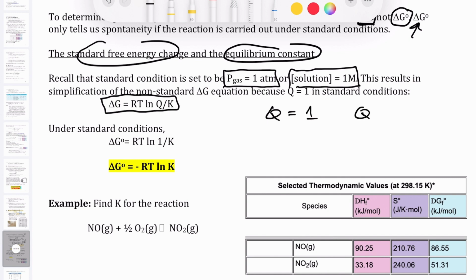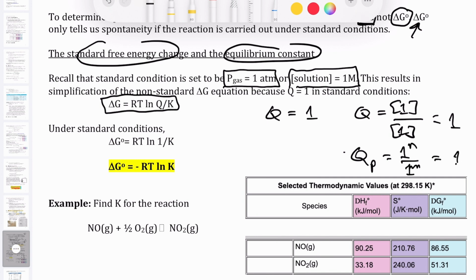Well, if you calculate Q, which is just a ratio of concentrations, all the concentrations are required to be 1, and 1 to any power is always 1, so your Q is automatically going to be 1. If you're calculating QP for pressure, all the pressures are required to be 1, so 1 to any power is also 1. So in other words, your Q is going to be 1 at standard condition.